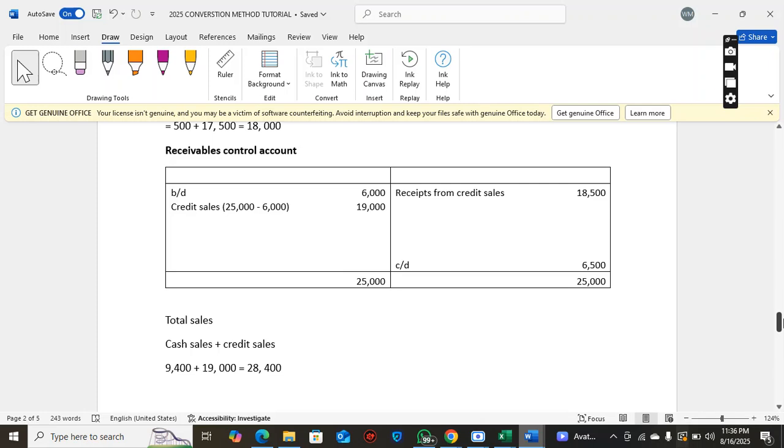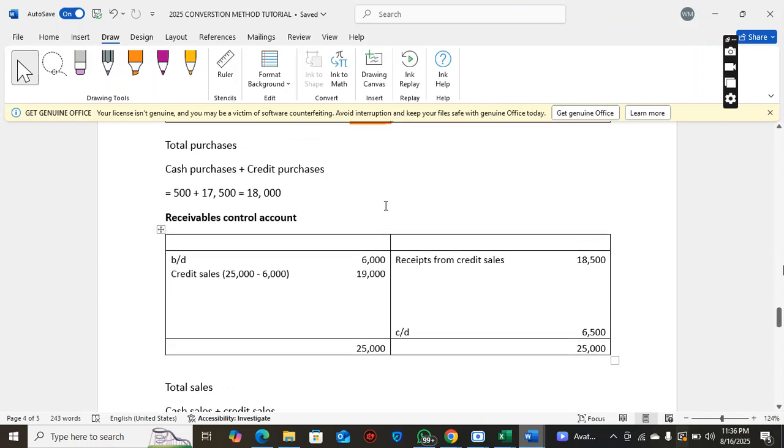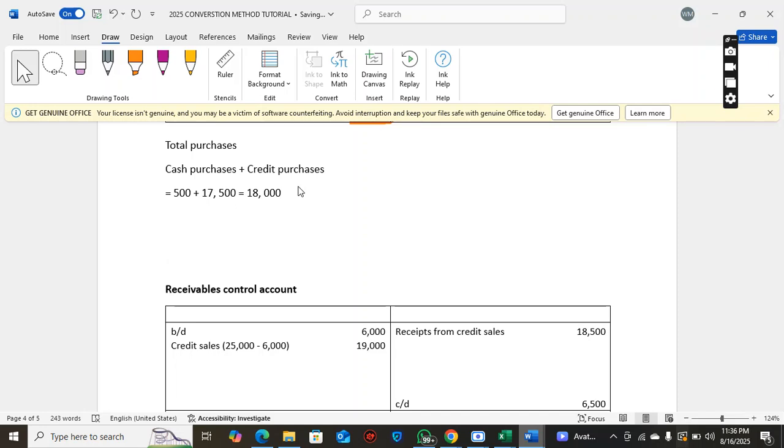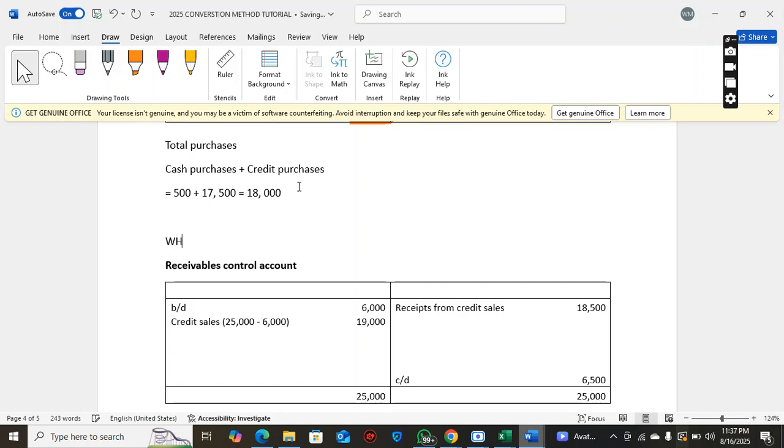So for this receivables control account, we have the two main general entries that you must remember: whenever you make a credit sale, and whenever a credit sale is paid for. These are the two important general entries you need to remember for those who answer questions on control accounts, because we're doing a bit of control accounts in here also. So when you make a credit sale, what is the journal entry?